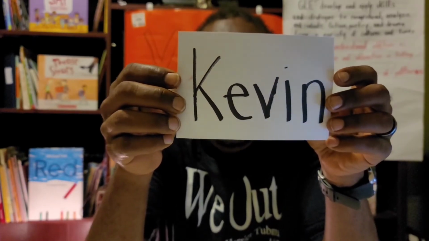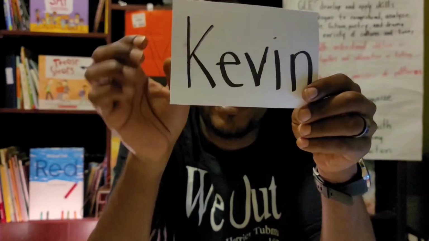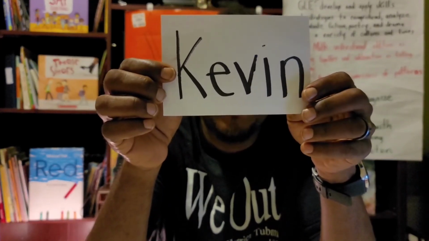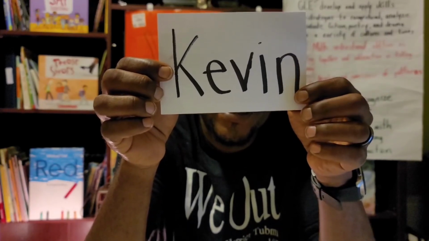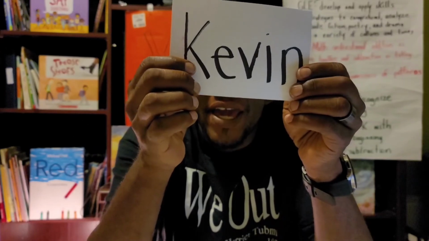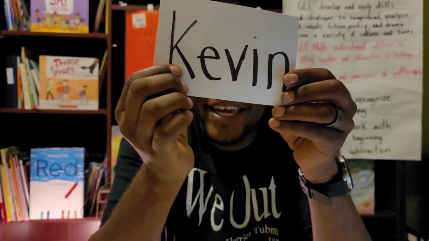Now we have, whose name is this? Is this your name? Raise your hand. This is Kevin. Hey, Kevin. What letter does Kevin's name start with? A capital K. What letter does Kevin's name end with? Right, a lowercase n. Let's spell Kevin. Capital K-E-V-I-N.